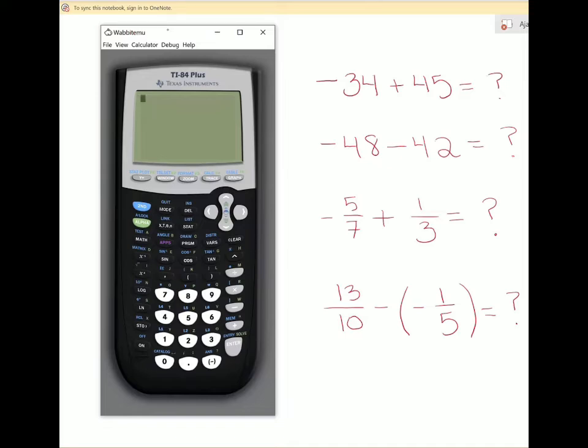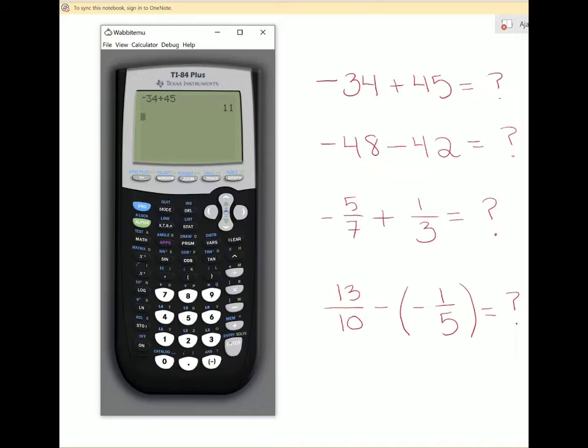So let's say if I want to do negative 34 plus 45. The negative sign is right here below the 3, and that is completely different than the subtraction sign, which is next to the 6. So you see I put negative 34, and then I'm going to put plus 45 and press the enter button, and it's going to give me my answer.